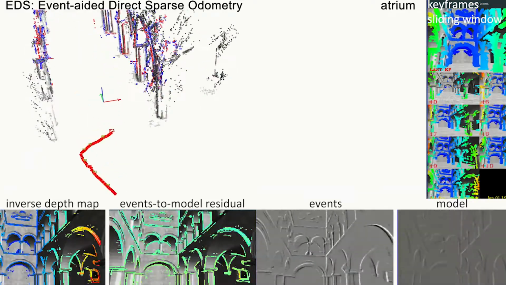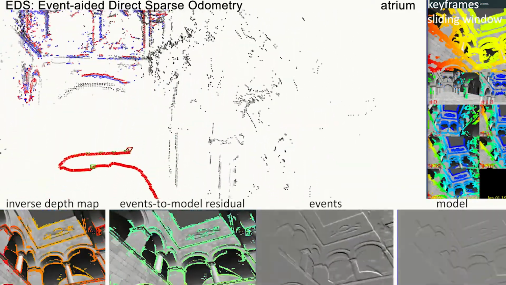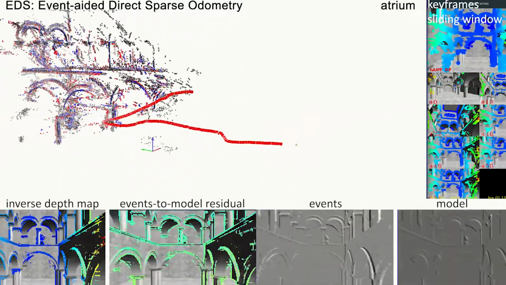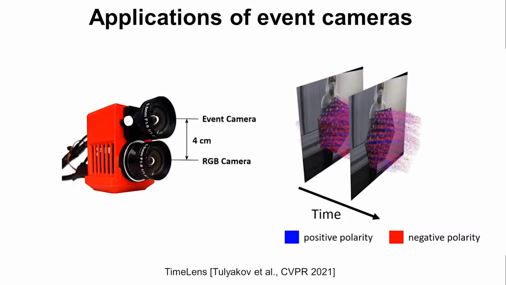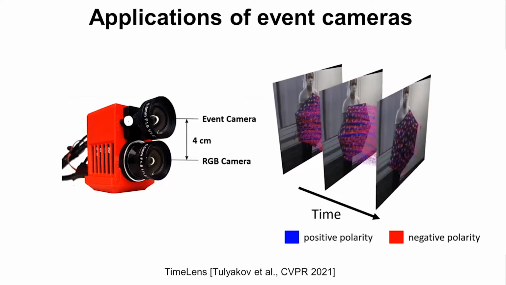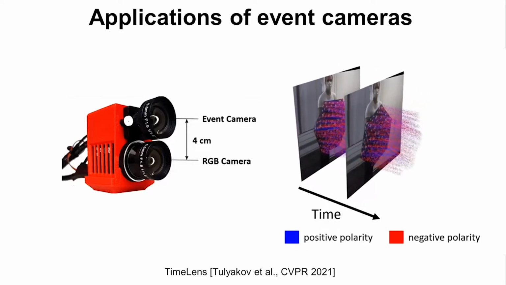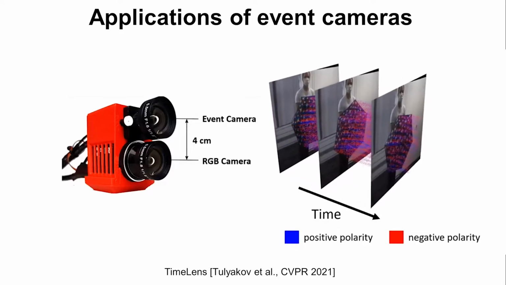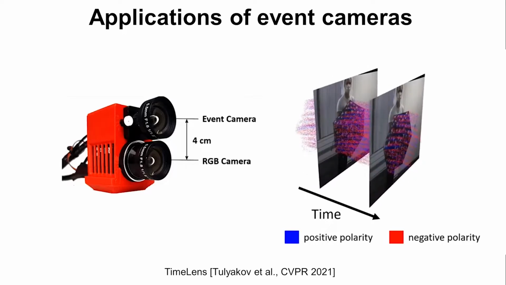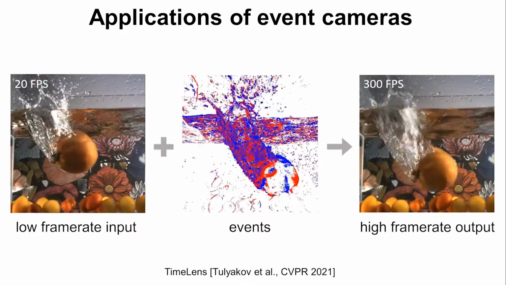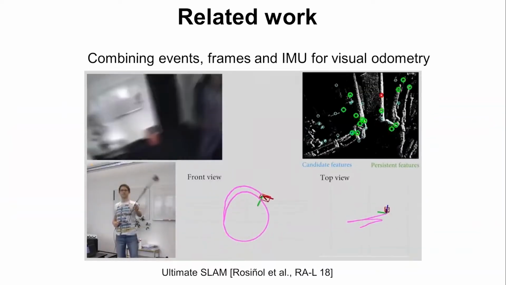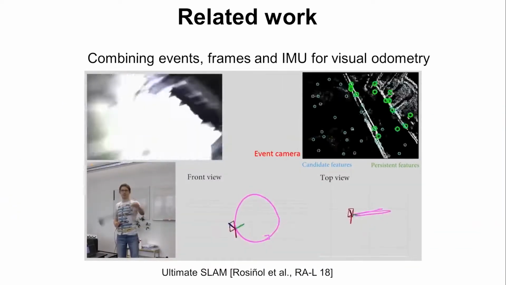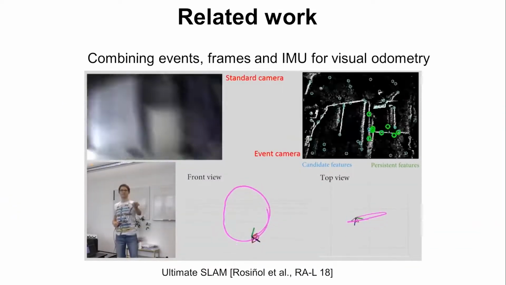Welcome to our paper Event-Aided Direct Sparse Odometry, the first direct method using events and frames. Events and intensity frames are complementary sources of visual information. Combining them has proven useful to improve accuracy and robustness in several tasks, such as image reconstruction, feature tracking, video frame interpolation, and camera motion estimation.